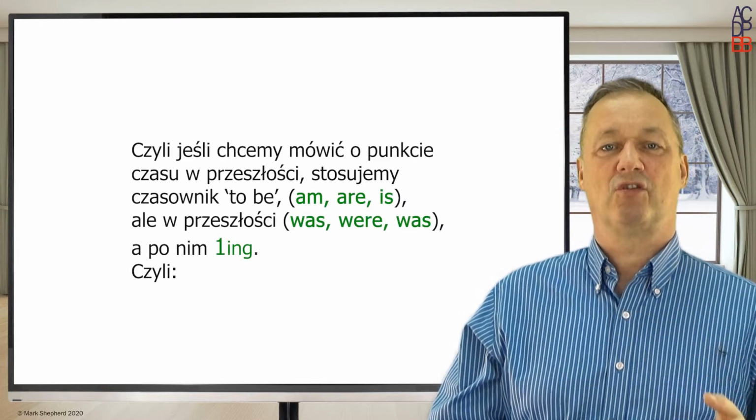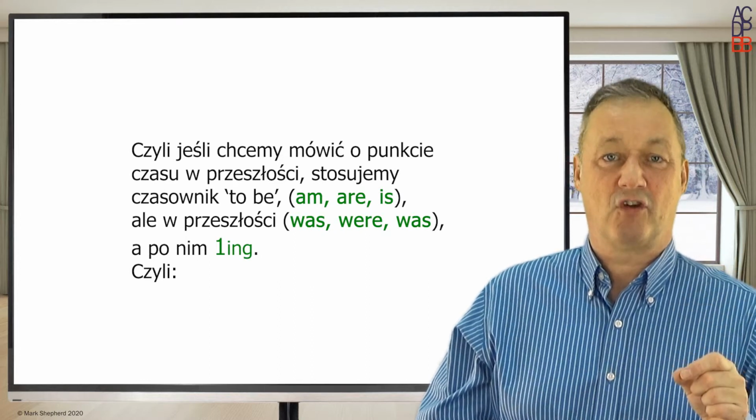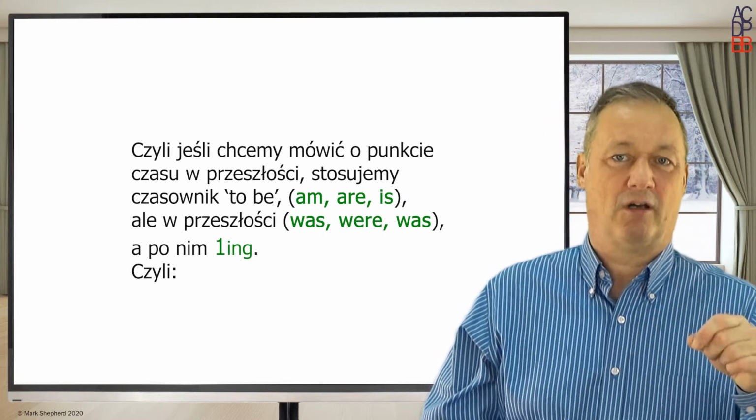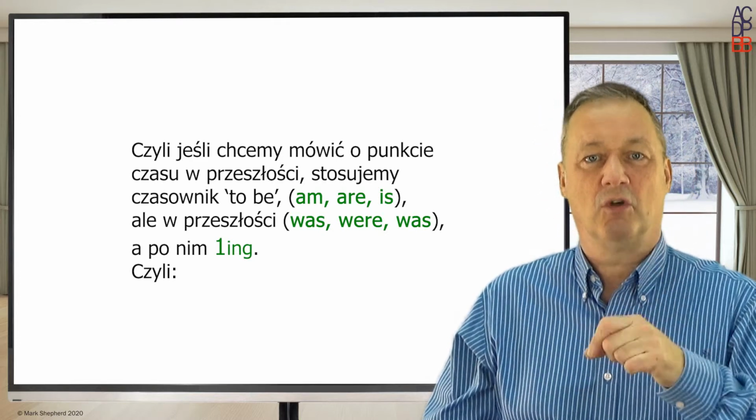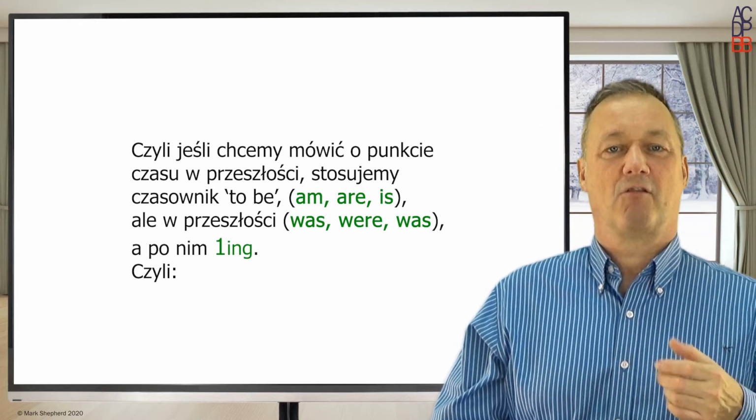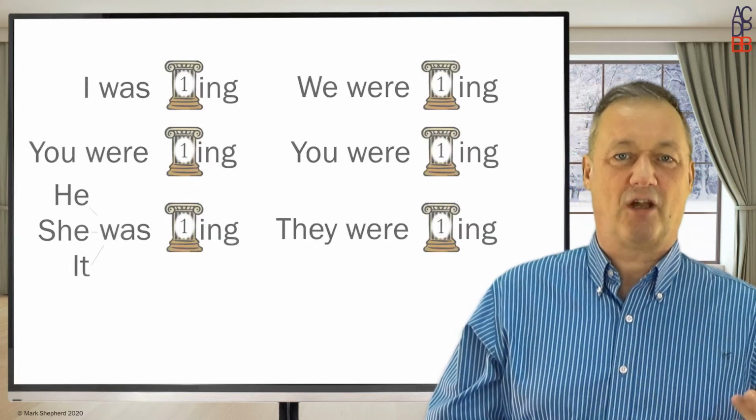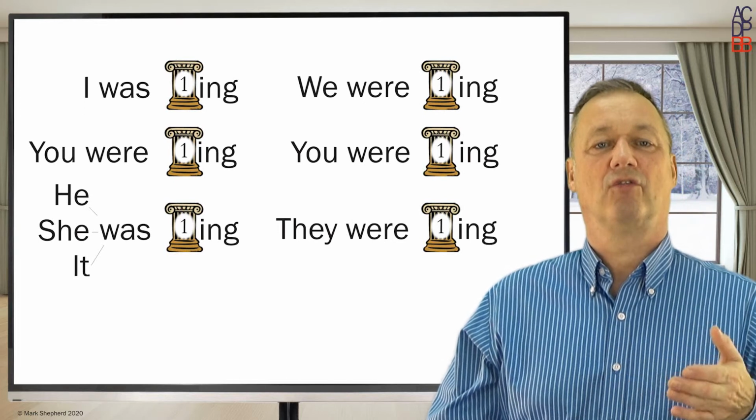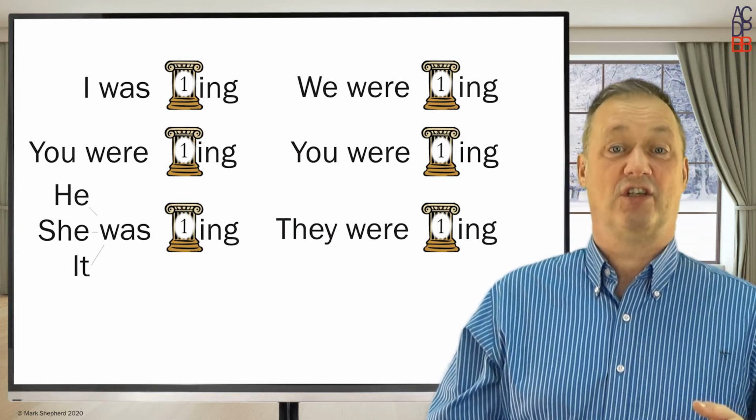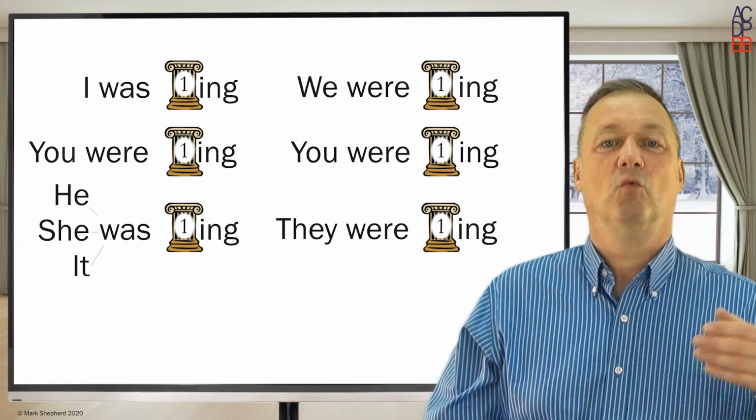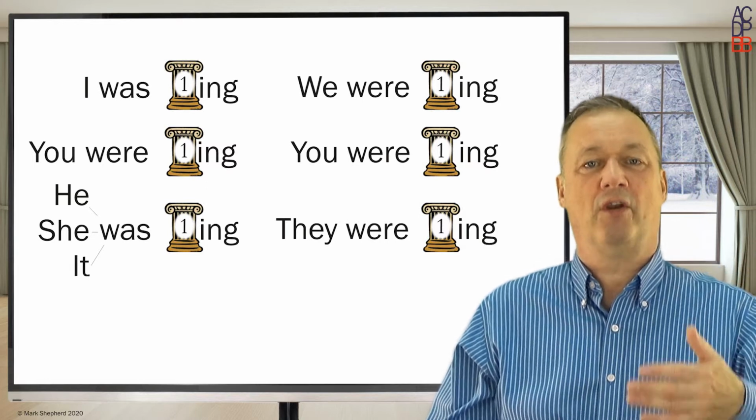So if we want to talk about a point of time in the past, we use the verb to be, I am, are, is, etc. But in the past, was, were, was, followed by one-ing. So, I was one-ing, you were one-ing, he, she or it was one-ing, we were one-ing, you, all of you were one-ing, they were one-ing.